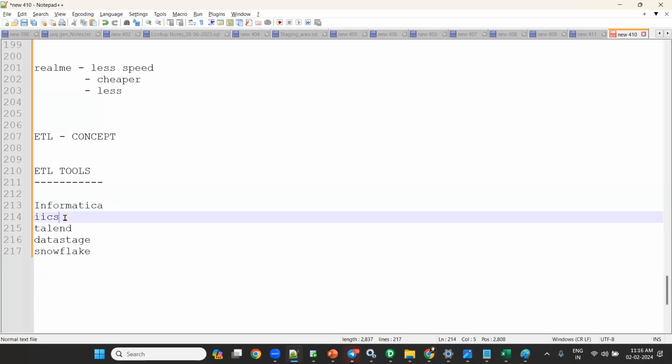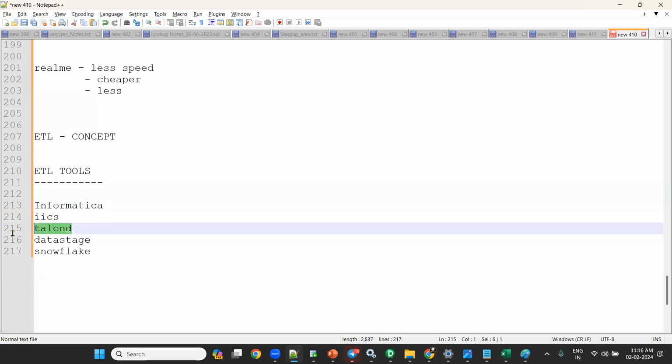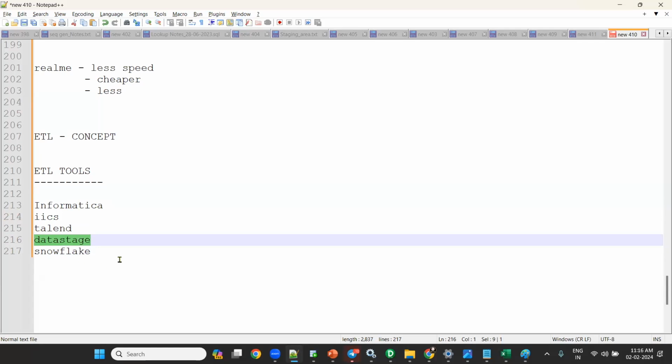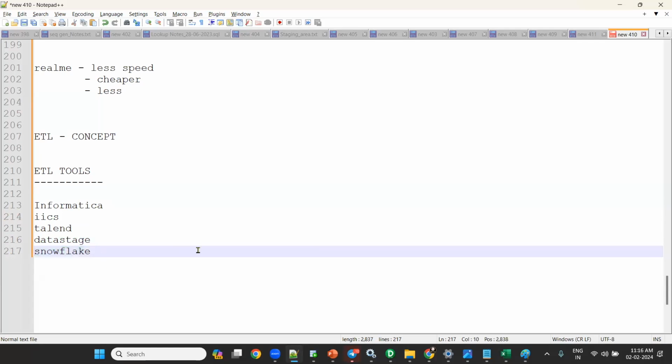Informatica is an ETL tool. Informatica IICS is an ETL tool. Talend is an ETL tool. DataStage is an ETL tool. Snowflake is an ETL tool. Are you clear, guys? Every tool will do extract, transform, load. Extract from OLTP, modify, and load it to OLAP. All these tools will do the same thing. Understood, please?